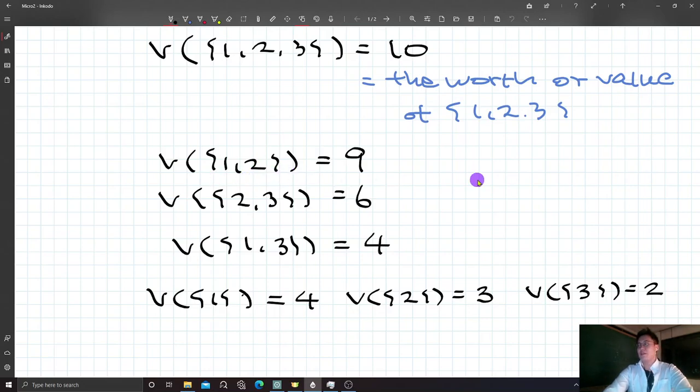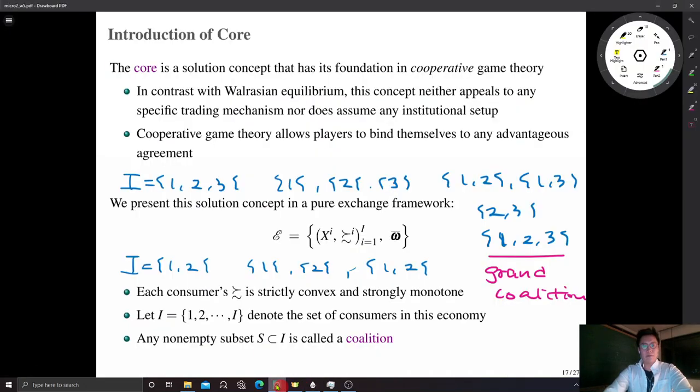So cooperative game theory allows for such a binding agreement, but non-cooperative game theory does not allow for such a binding contract, right? So that is one major difference between cooperative and non-cooperative game theory. In cooperative game theory, we allow for some effective negotiation between players, and then they can make a binding agreement. So it allows players to bind themselves to any advantageous agreement. That is the main distinction between cooperative and non-cooperative theory.